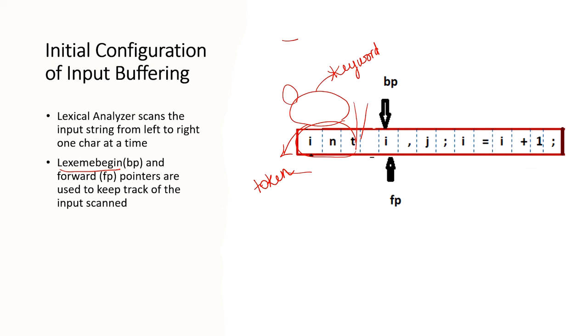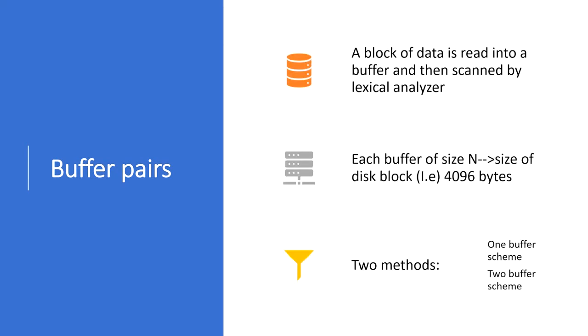Since it is so costly to read each and every character from the secondary storage devices, we go with the concept of buffering. In buffering, a block of data is first read into the buffer and then scanned by the lexical analyzer. Each buffer will be of size n, which is the size of a disk block, usually 4096 bytes. We involve two methods to read the characters into a buffer: one buffer scheme and two buffer scheme.